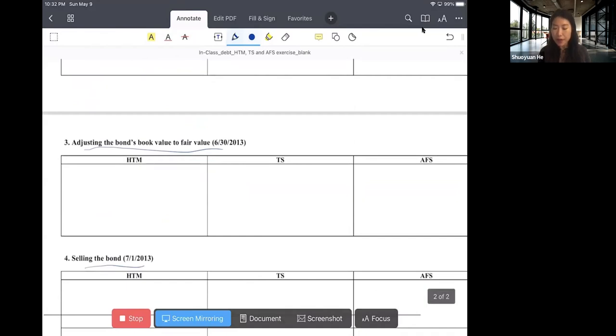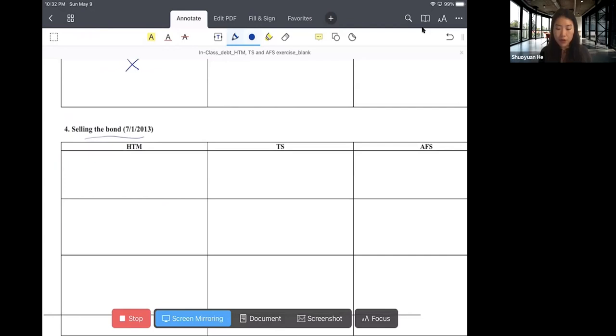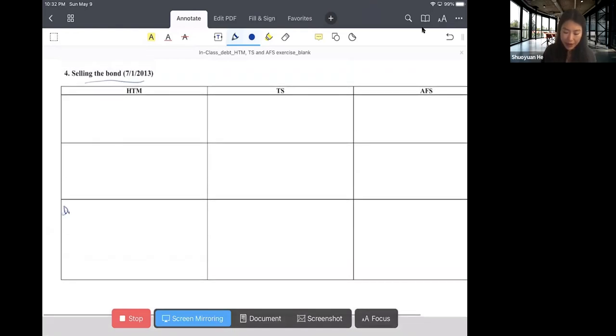Do we need to adjust the bond's book value to fair value at the end of June? The answer is no. We don't need any journal entry here because this is a held to maturity security. So we don't need to worry about the change in fair value. And on July 1st, we sold the bond. So when we sold the bond, we are getting cash. This bond is sold at 860,000.